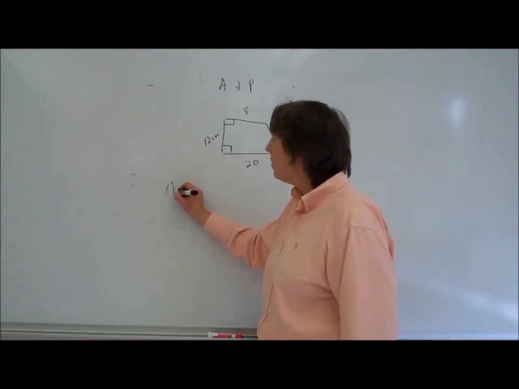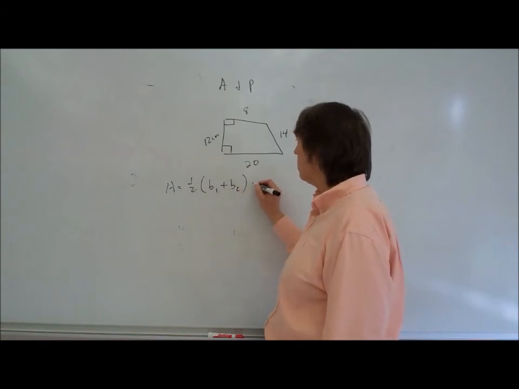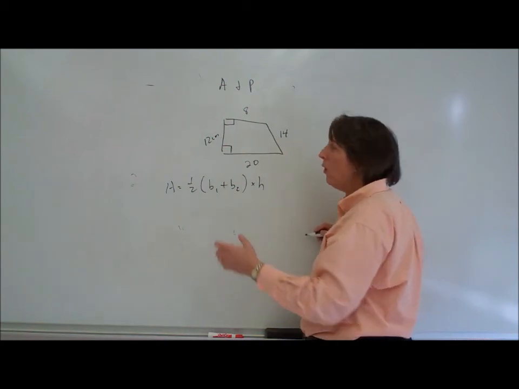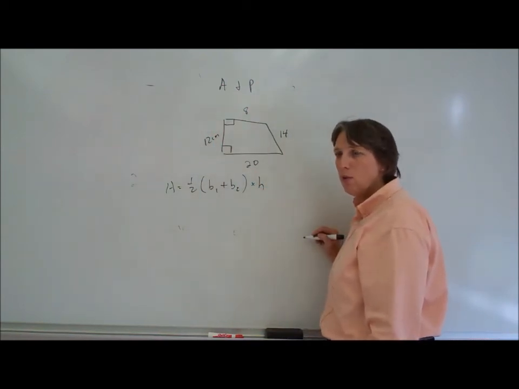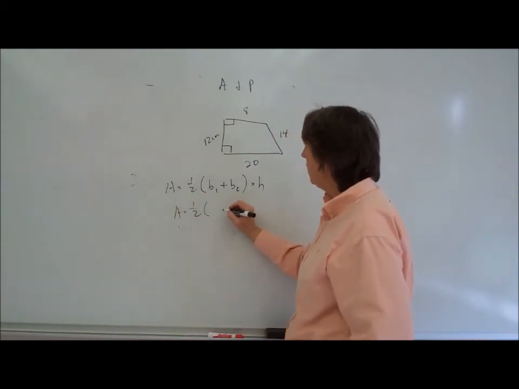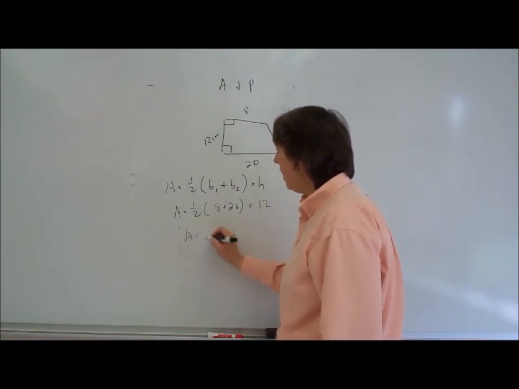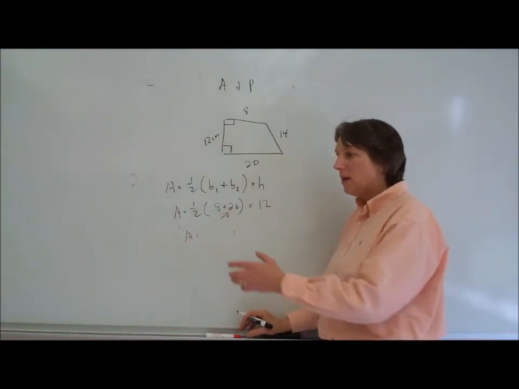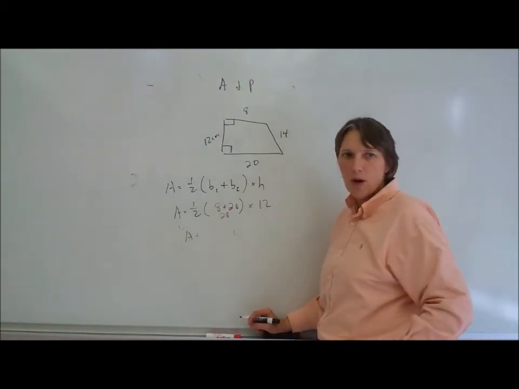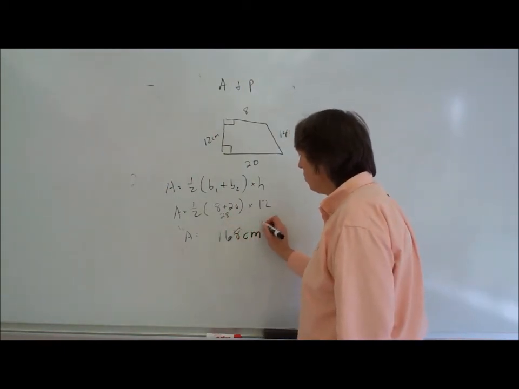I'm going to do area first. So I have 1/2 times the quantity of b sub 1 plus b sub 2 times h. Here we have our perpendicular line. This one's pretty well noted because there are 2 right angles shown for us. Right. So A equals 1/2 times the quantity of 8 plus 20 times 12. A equals, I'm going to put a 28 there so I can put this right into my calculator. 0.5 times 28 times 12, which gives me 168 centimeters squared.